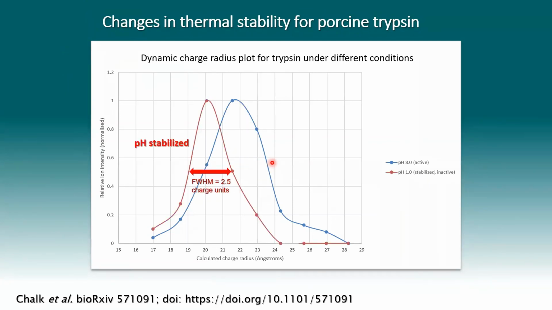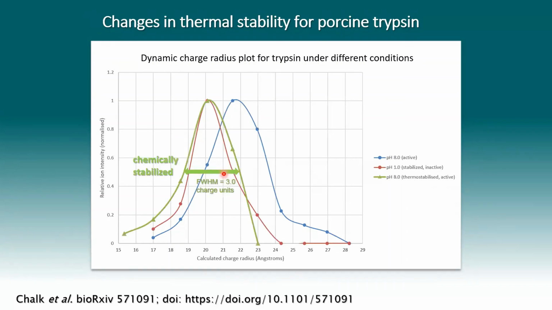If we stabilize the trypsin, we're not denaturing it, we're just stabilizing it by lowering the pH to pH 1. pH stabilized trypsin has a narrower charge distribution of 2.5 charge units. And there's a third experiment we can do. We can do chemical stabilization. This is done by methylating the trypsin. And the methylated trypsin, which is chemically stabilized, has a similar narrower charge distribution of 3 charge units.